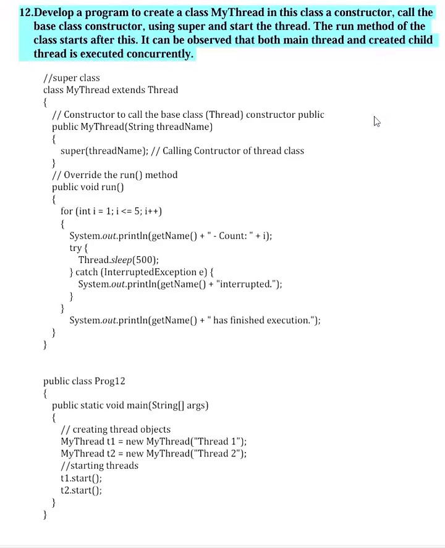Let's read it. Develop a program to create a class myThread. In this class, a constructor calls the base class constructor using super and starts the thread. The run method of the class starts after this. It can be observed that both the main thread and the created child thread are executed concurrently. The main program demonstrates how to create multiple threads in Java by extending the Thread class and shows concurrent execution of the threads.